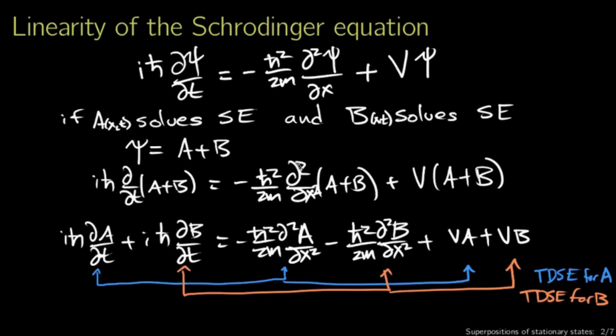The partial derivative of the sum is the sum of the partials, and the product with the sum is the sum of the products. These are linear operations, so we have a linear partial differential equation, and the linearity of the partial differential equation means, essentially, that if A solves and B solves, then A plus B will also solve it. That allows us to construct solutions that are surprisingly complicated.